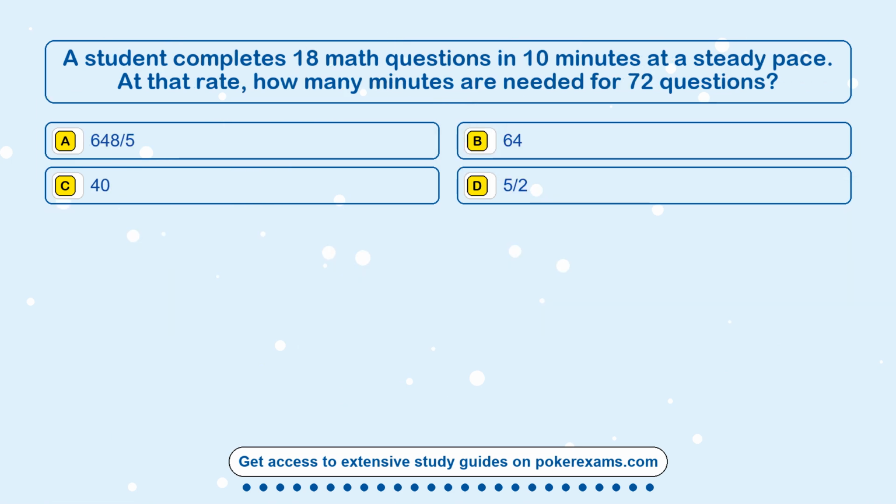Question 5. A student completes 18 math questions in 10 minutes at a steady pace. At that rate, how many minutes are needed for 72 questions? Option A 648/5. Option B 64. Option C 40. Option D 5/2.